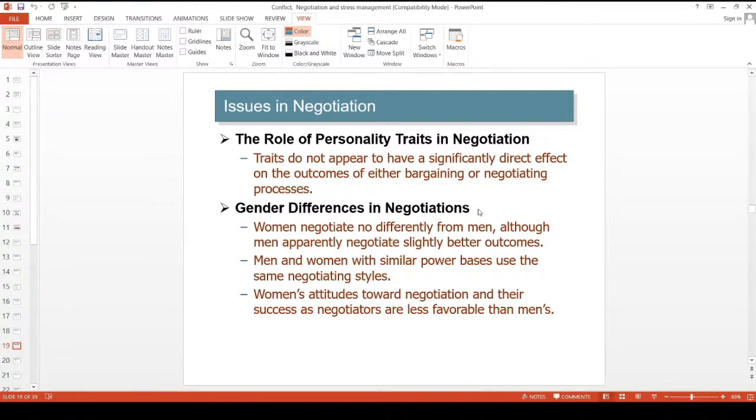Let's discuss the gender differences in negotiation. Now again class, this is on the basis of research done by different theorists. For example, men and women do not negotiate differently. Both have the same negotiating patterns. Now this is one of the conclusions of one research. And sometimes we can say that women negotiate no differently from men, although men apparently negotiate slightly better outcomes.